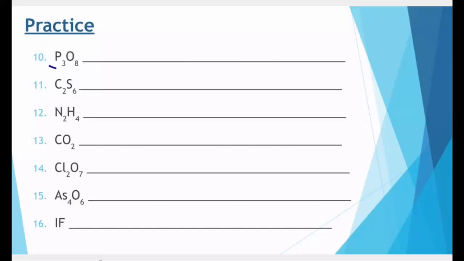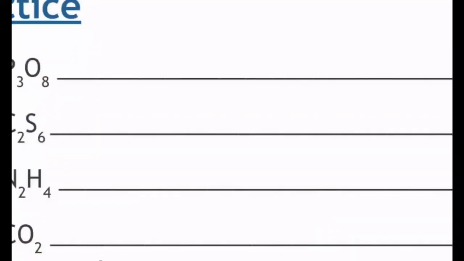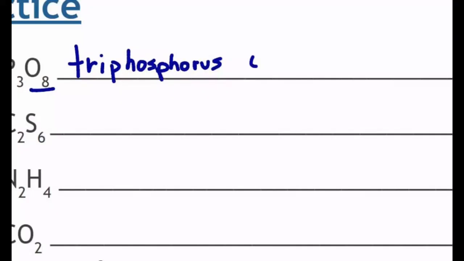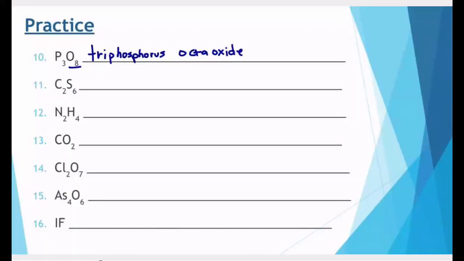For each of these, when we see that I have 3 P's, 3 phosphoruses, then I need to turn that into its prefix and element name. So 3 turns into tri. So triphosphorus. And then 8 oxygens, O8, turns into octa, and then oxide, making sure that oxygen turns into its ide version. And only the last element in our compound changes its name. Oxide is going to be a pretty common one there.